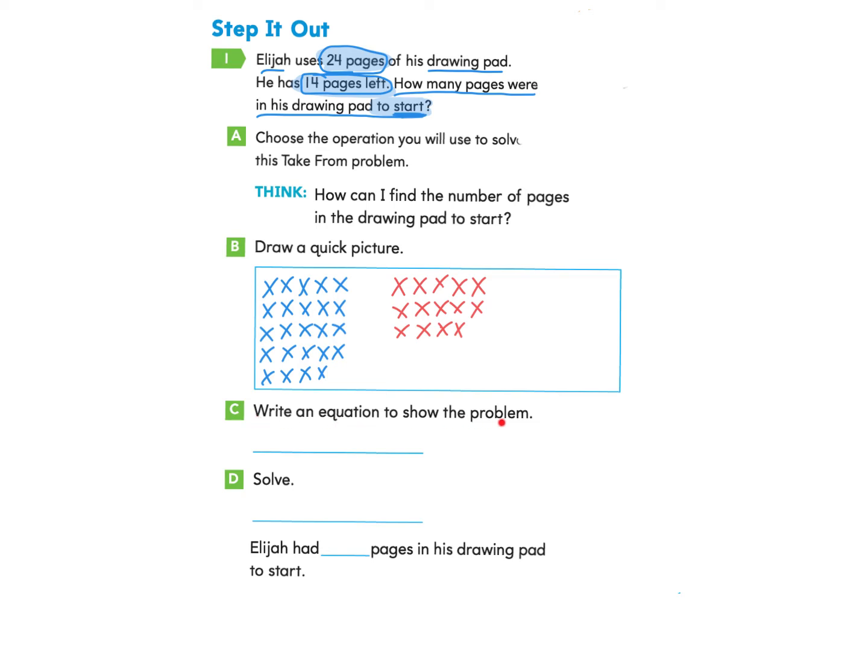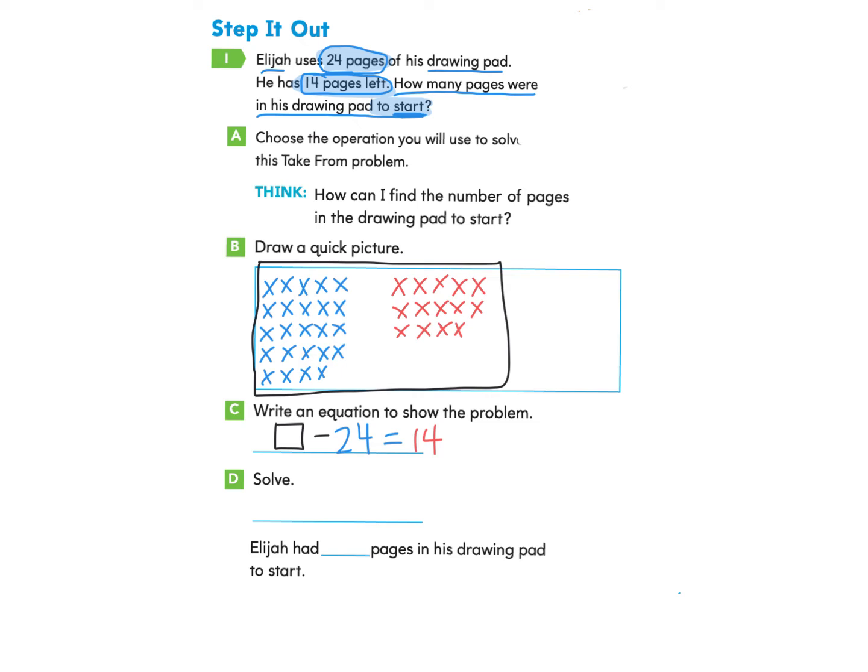Write an equation to show the problem. So we have a total amount of pages when we put these two together. This is our unknown. So our unknown, we don't know the answer. But if we were to take away 24 pages, we know that we are going to have 14 left. This is what our word problem says and our drawing says. So in order for us to solve this equation, we're actually going to put 14 and 24 together. We're going to take this group and add them together.